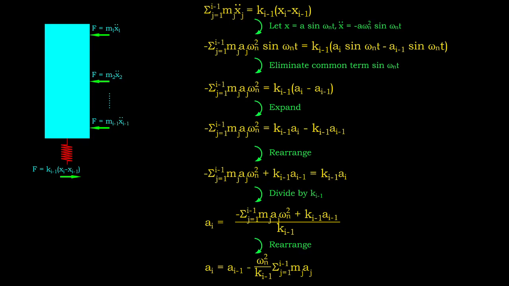First, we substitute these expressions into the equation and simplify them by eliminating the common term sin ωnt. We then expand the right-hand side and move the stiffness force involving the displacement of the i-1 degree of freedom to the opposite side. After that, we divide both sides by k(i-1) to further simplify the equation. At this point, we rearrange the equation and obtain the final equation.